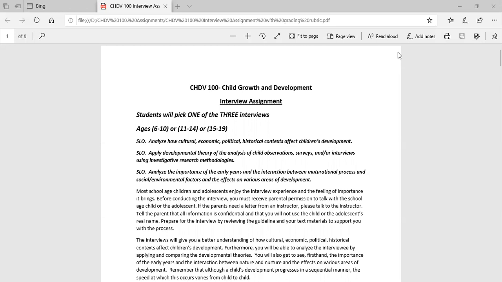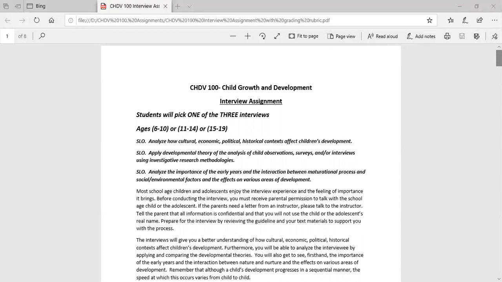With this interview assignment, you do have three options. You can do your first option with a child that's age 6 to 10. Your second option would be a child 11 to 14, or your third option would be a child or young adult from 15 to 19. Now with this, you can pick one of each. You're only doing one interview, you're not doing three. So you just get to pick which one.